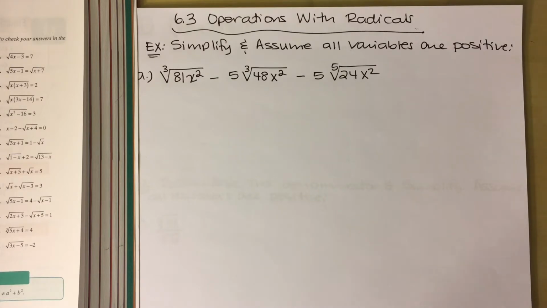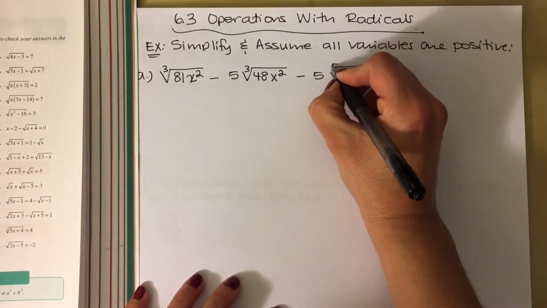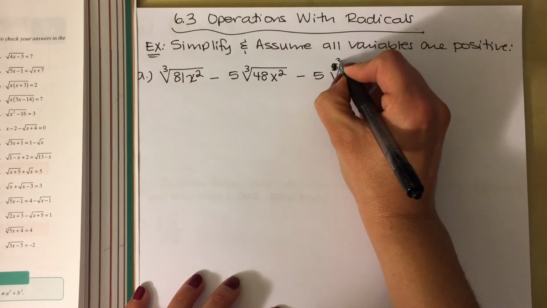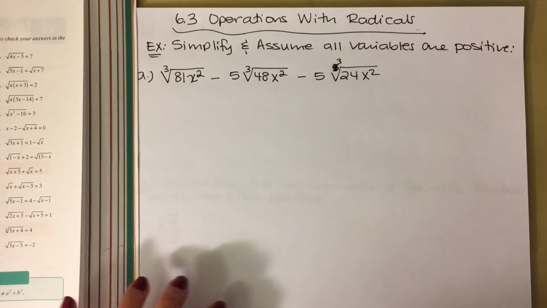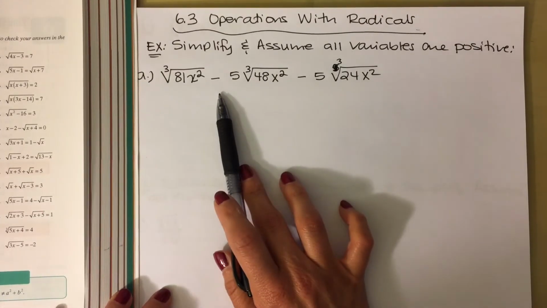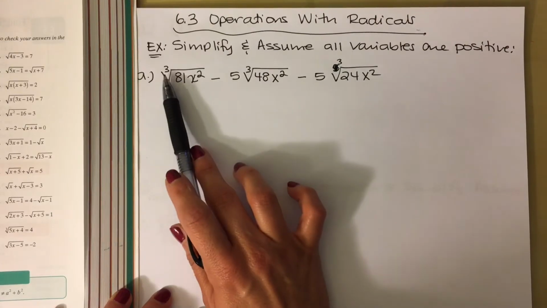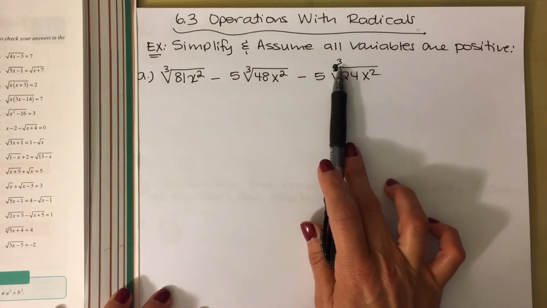Let's take a look at the first example. So let me make a quick modification. Index here is actually 3. Okay, so our index is 3. If we want to add and subtract radicals, we need to make sure that we have the same index. So all of these have an index of 3.